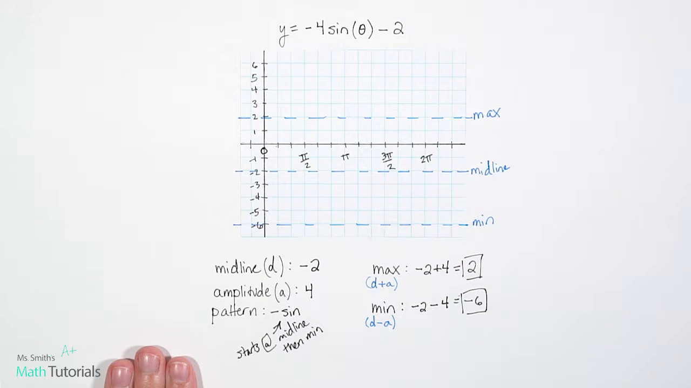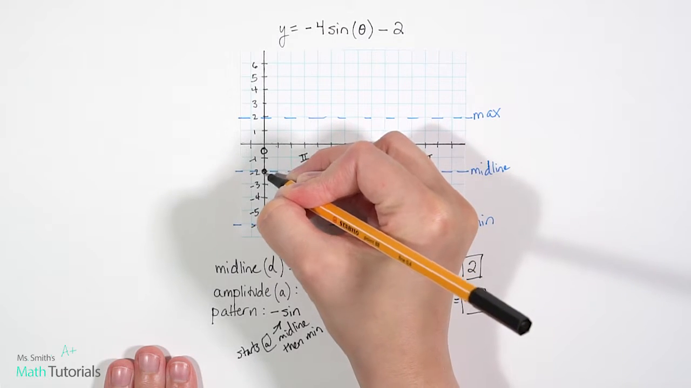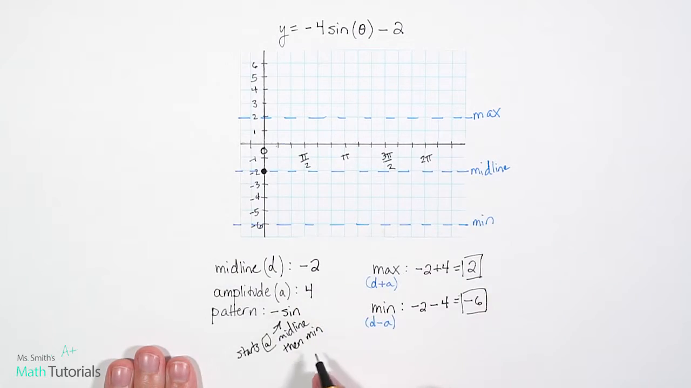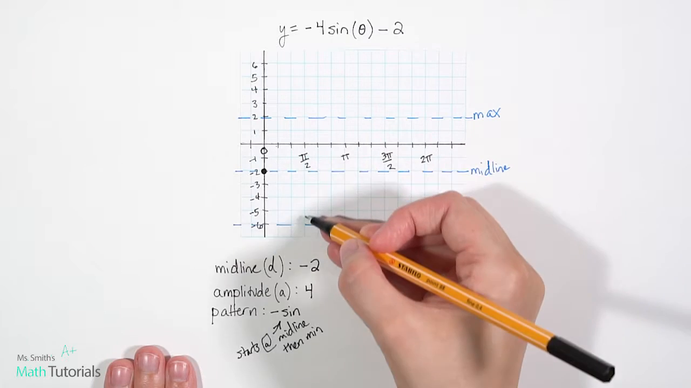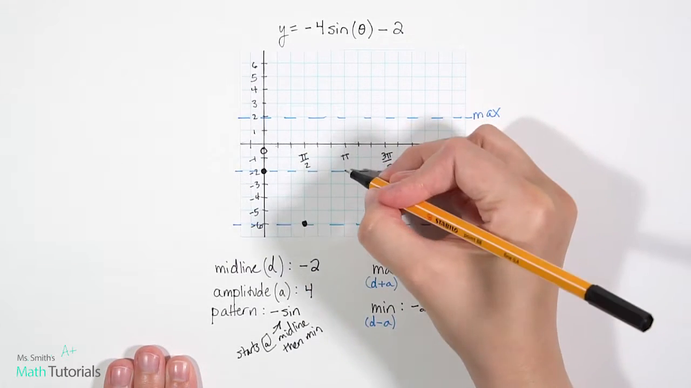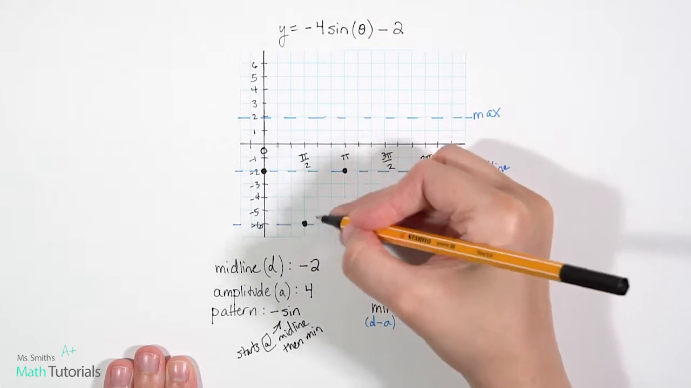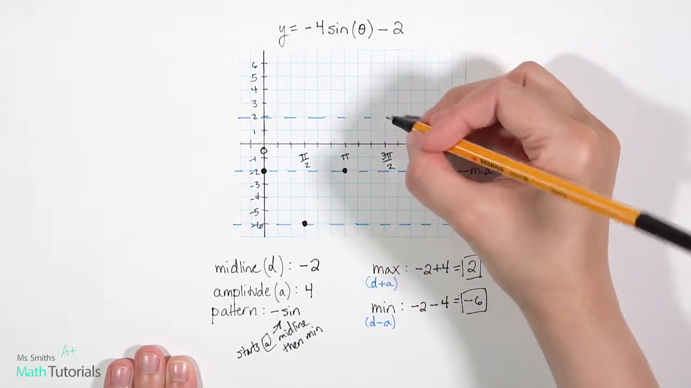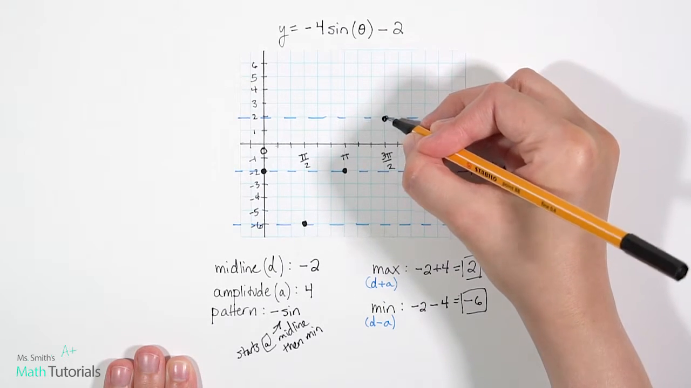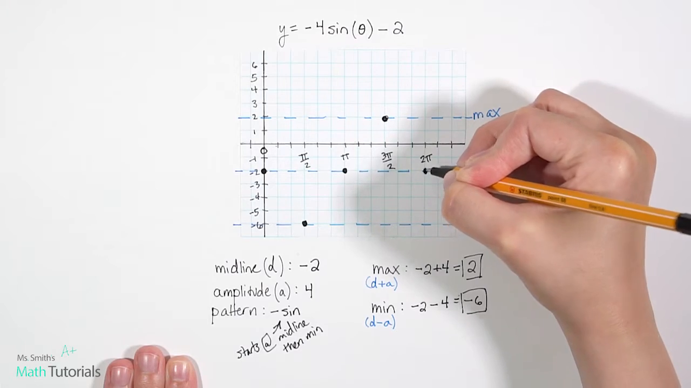So now remember the pattern. For negative sine, we start at the midline, and then we go to min. So my first point right here will be at the midline. Then we move to min for my next point. Then we move to the midline. So we're going in that wave pattern, then back up all the way to max, and then for 2 pi we'll be at the min.